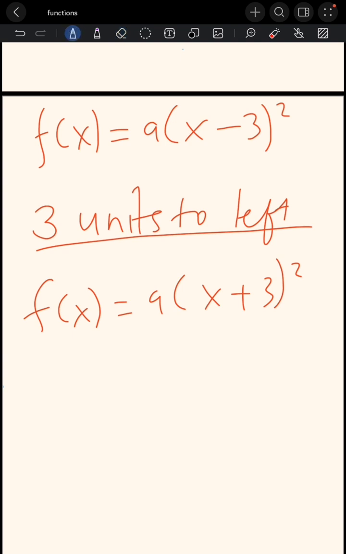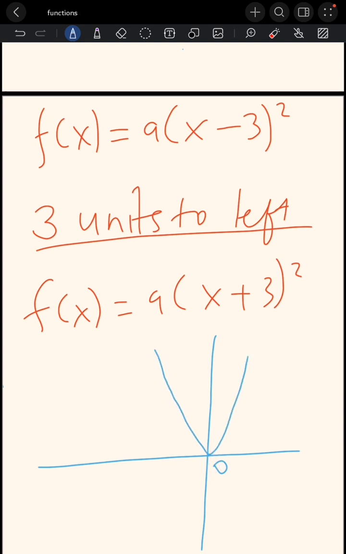So let's say we're given our Cartesian plane like this. This is 0. Let's say our graph is originally here, and then they ask us to move it 3 units to the left. Then the equation will look like this, but our graph will look like this. This is minus 1, minus 2, minus 3. We're shifting it 3 units to the left, so it's going to move from 0 to minus 3.